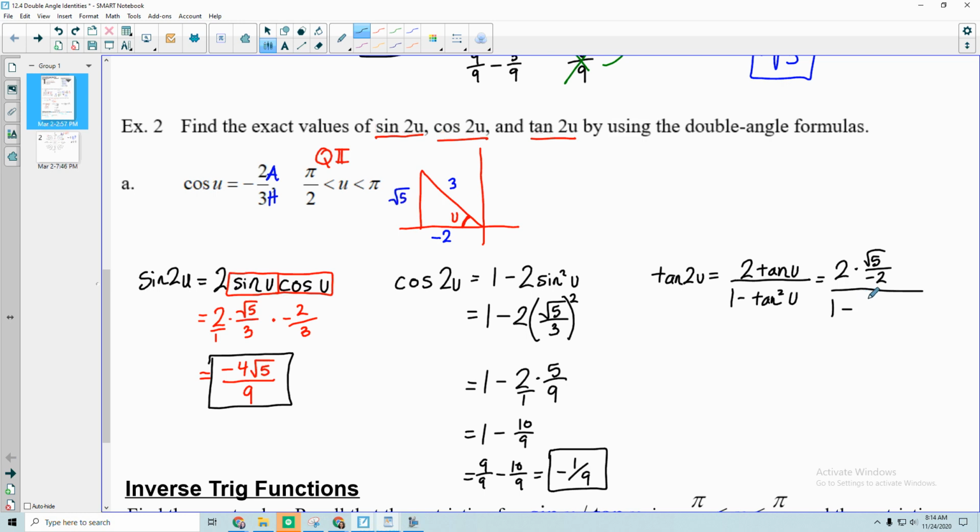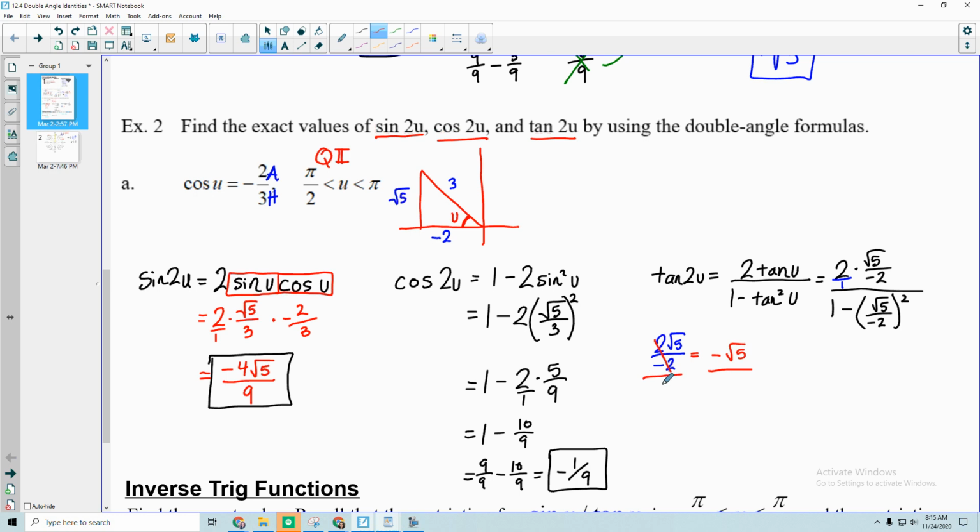And then that is all over 1 minus the square root of 5 divided by negative 2, and all of that is squared, because this is tangent squared. And then I just have to do the job of simplifying this down, okay? So in the numerator, I could put a 1 underneath this, multiply straight across, and I get 2 square root of 5 all over negative 2. Really, those 2's can cancel out, right? So I could write this as negative square root of 5. The negative is still there, so I'll just bring that up with the square root of 5. So that's what the numerator looks like.